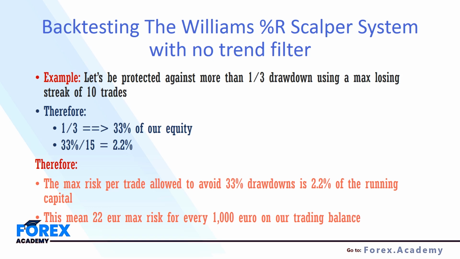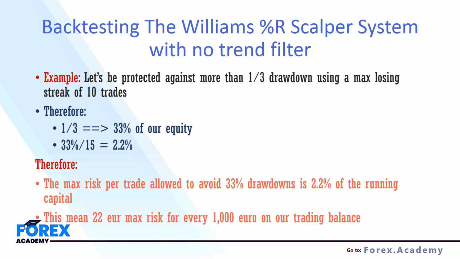The concept is easy. We want to be protected against 33% drawdown, and we expect that at some point we will get 15 consecutive losers. Therefore, we just divide 33% drawdown by 15. So we conclude that we cannot trade using more than 2.2% risk of our trading balance, or about 22 euro every 1,000 euro in our balance.